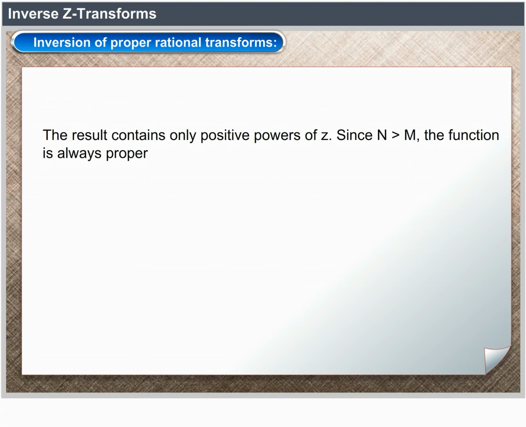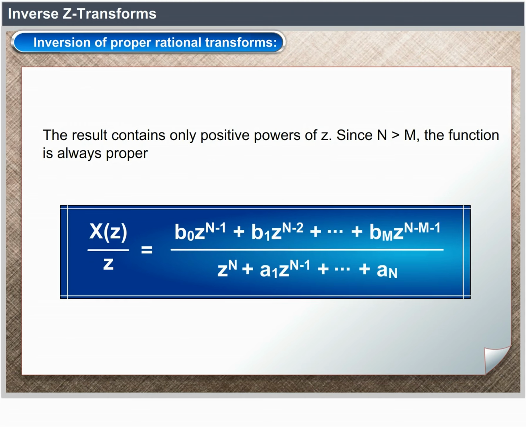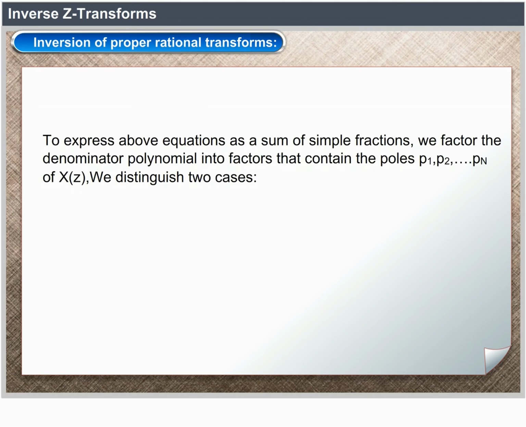X(z)/z = (b0 z^(n-1) + b1 z^(n-2) + etc. + bm z^(n-m-1)) divided by (z^n + a1 z^(n-1) + etc. + an). To express the above equation as simple fractions, we factor the denominator polynomial into factors that contain the poles p1, p2, etc. pn of X(z). We distinguish two cases: distinct poles and multiple order poles.